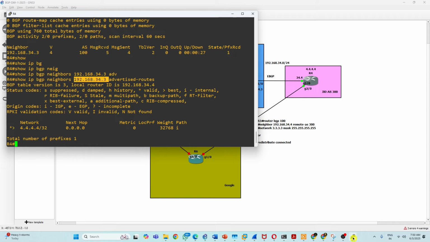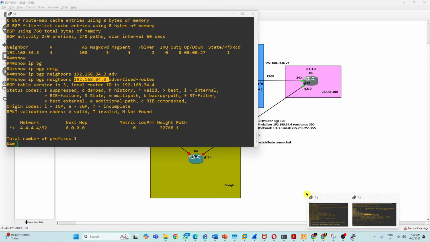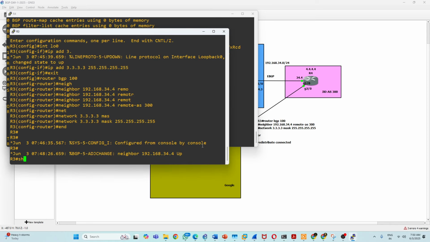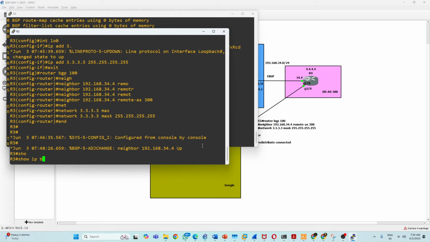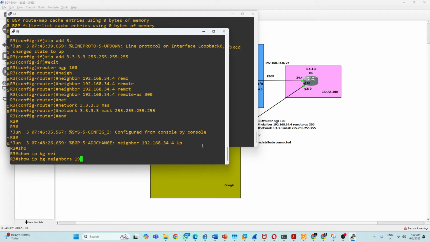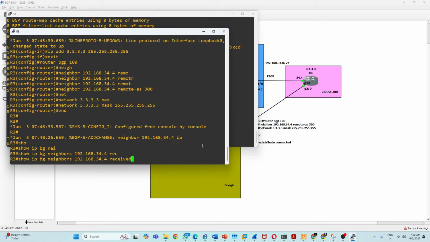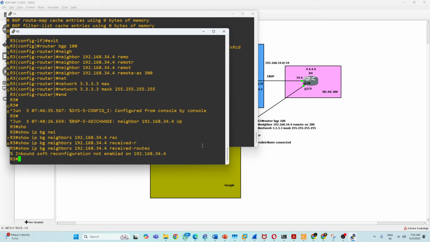So go on R3 now. Here it is advertising. Go on R3, same, show IP BGP neighbors. Who is the neighbor? 192.168.34.4. Just see received routes, whether I am receiving routes or not.